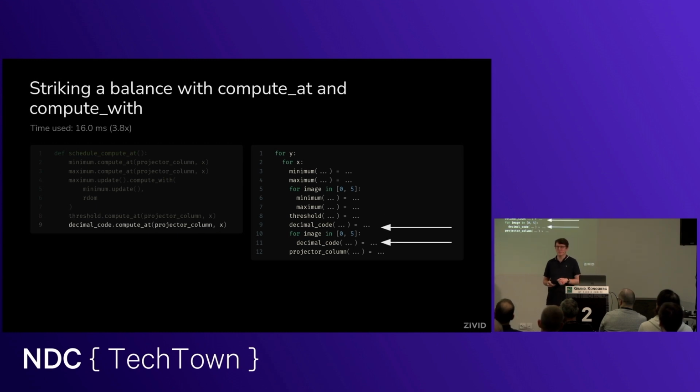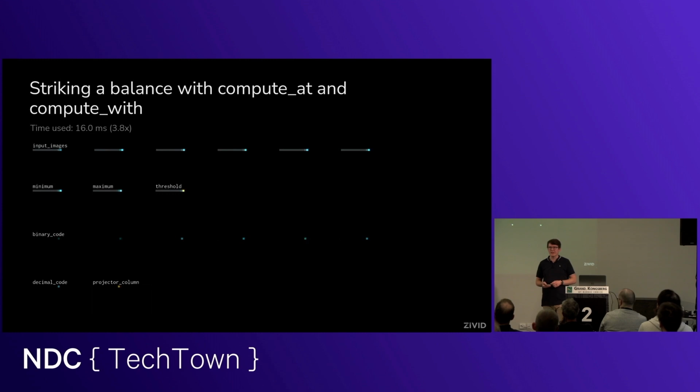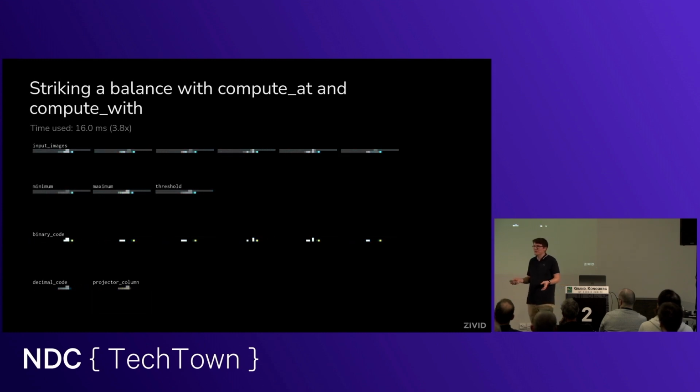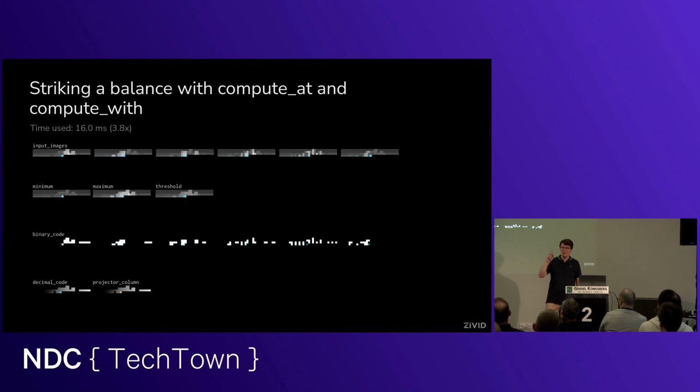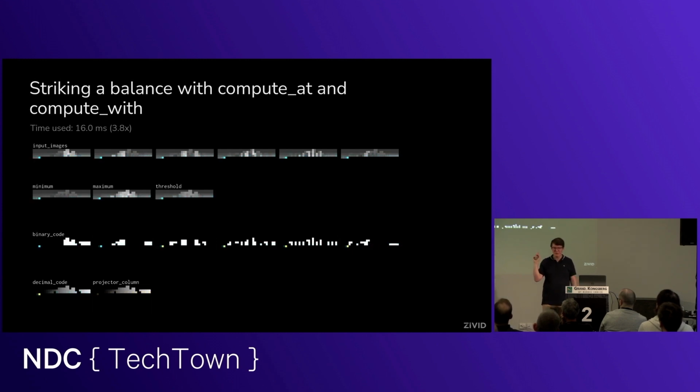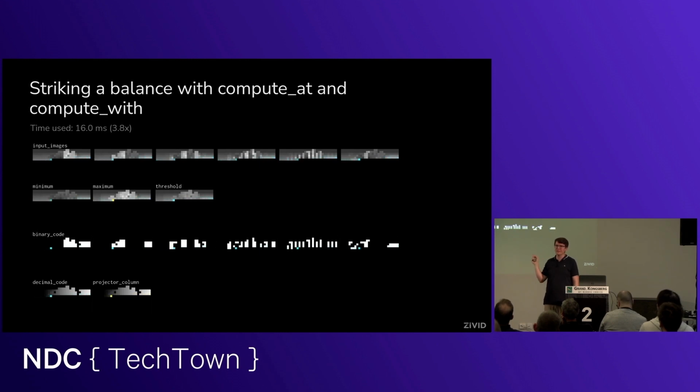And then we do the same for the threshold and the decimal code. Make sure that those are also computed in the same loop level as the projector column. And that looks like this. Essentially, the visualization looks a lot like when we use the inline schedule. It's just that the blue dots on the top, it's a bit hard to see, but trust me, they blink a lot less. So there's a lot fewer reads of the input images now.